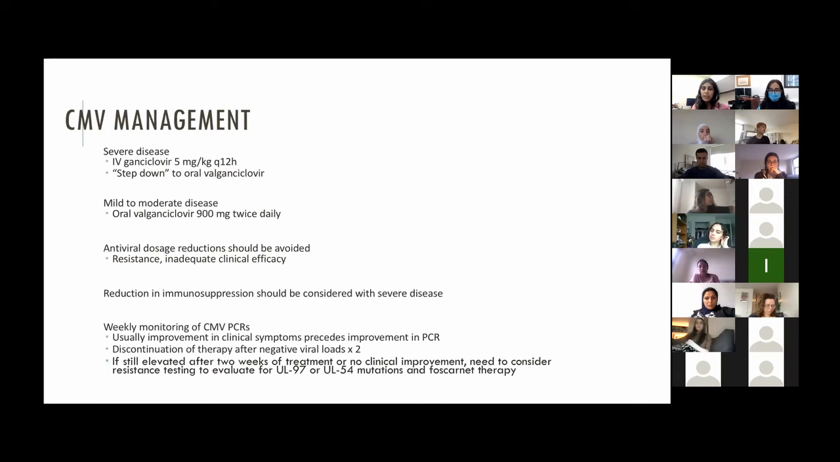Usually what you'll see in a patient like this is that their symptoms will improve first. They'll start to defervesce, and the nausea, vomiting, and abdominal pain will go away. Usually it takes about 2 weeks before you see the PCR start to fall. If after 2 weeks the PCR is still elevated or the patient is not feeling better, then you need to think about resistance testing. We'll often send resistance testing to look for resistance to ganciclovir or valganciclovir, and think about other treatment options for CMV.